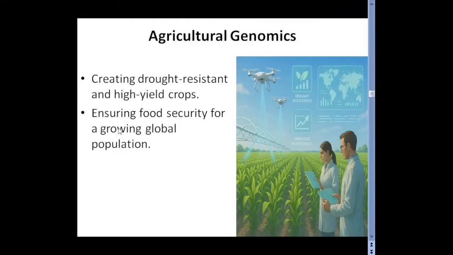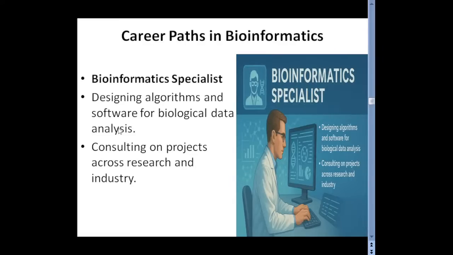Then apart from that, there is what we call agricultural genomics. So as a bioinformatician, you could be very, very relevant to the level that you will be able to help our farmers in ensuring food security. What you will do as a bioinformatician is just to have knowledge about the weather. So with your knowledge in bioinformatics, it's going to help you to be able to generate data so that you'll be able to predict the weather even before it comes. So ensuring food security for a growing global population, your knowledge in bioinformatics is going to help you.